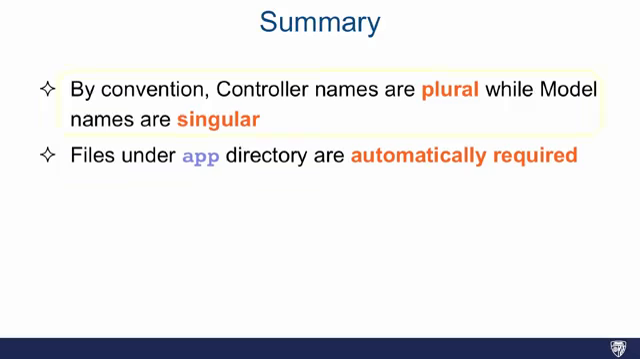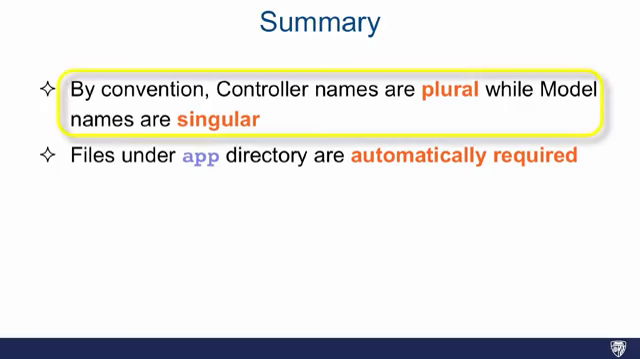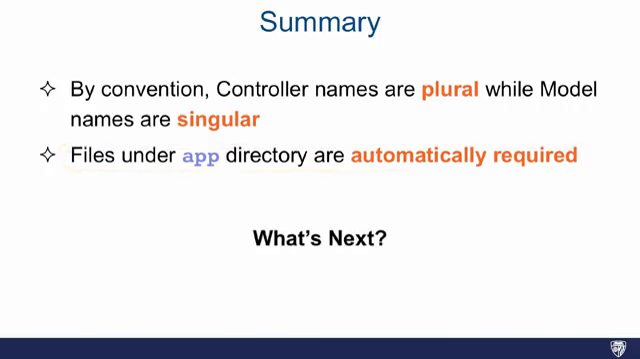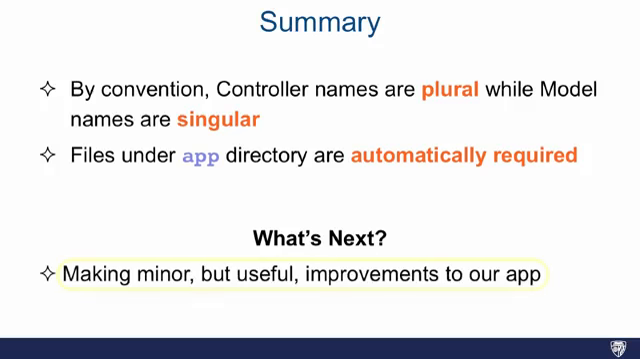So the summary: by convention, controller names are plural, model names are singular, and files under the app directory are automatically required. So a few slides back, if you saw, we didn't have to even require the Coursera class because it automatically gets included in our code. What's next? Making minor but useful improvements to our application.